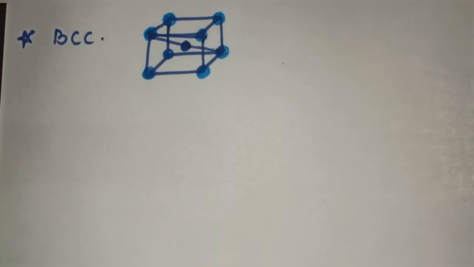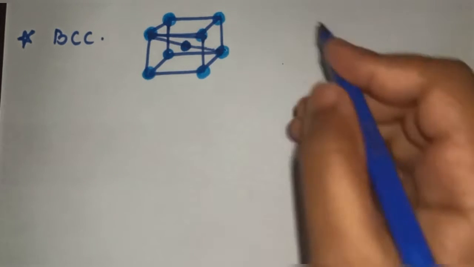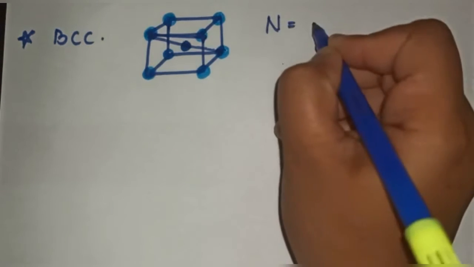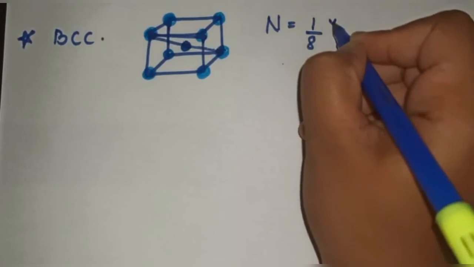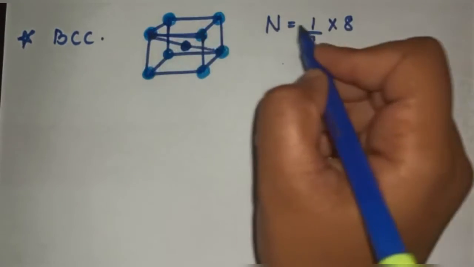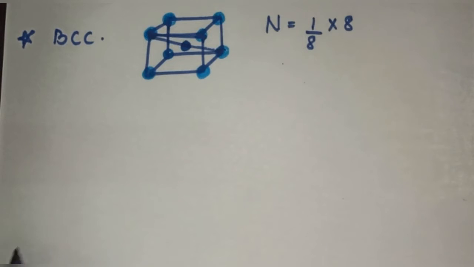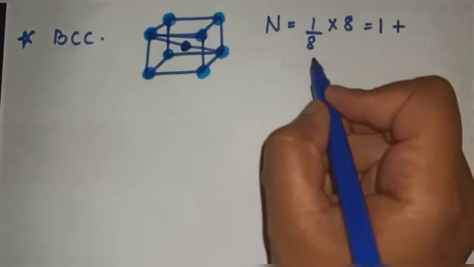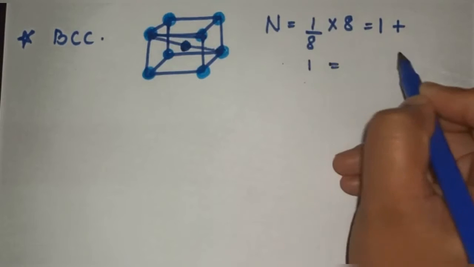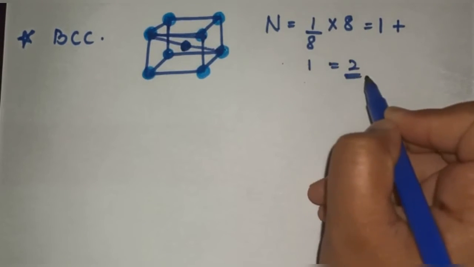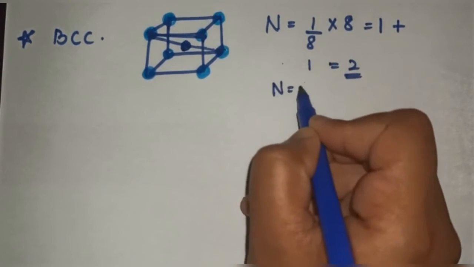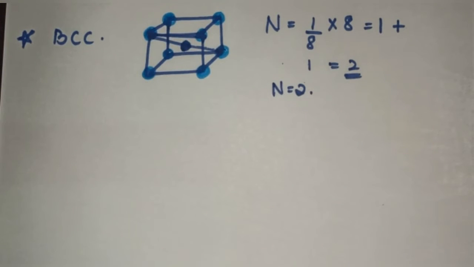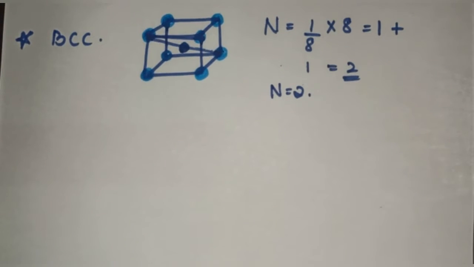Okay. So now let's find out the number of atoms present. As I have already told, n, which is 1 by 8 into 8, contribution of the corner spheres, will be 1, plus center, 1. 1 plus 1 will be 2. So n is 2.